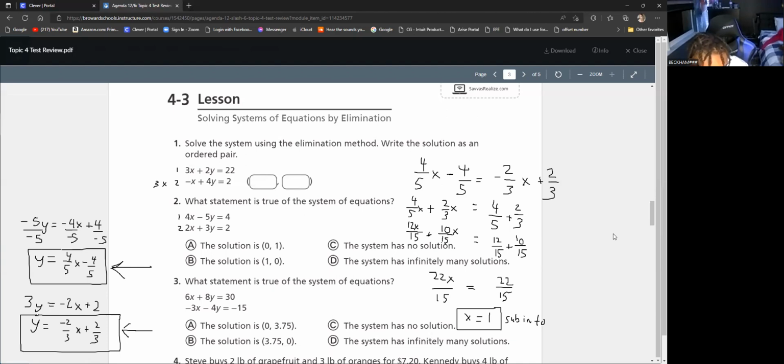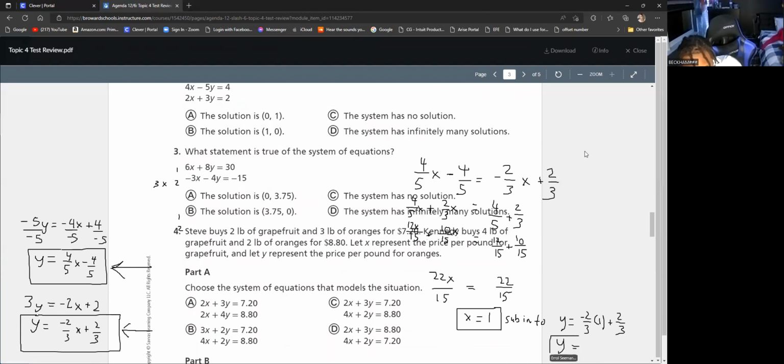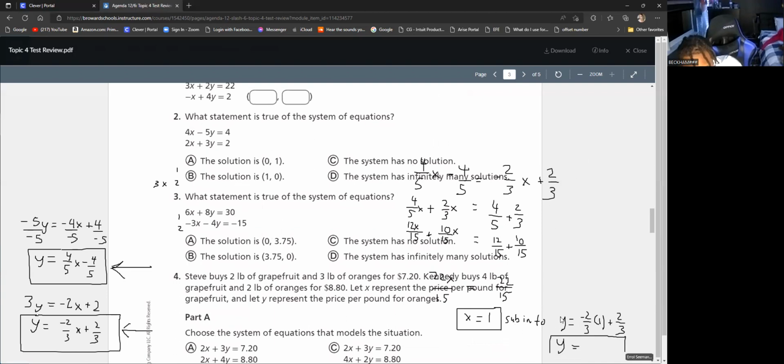Sub into y equals -2 over 3 times 1 plus 2 over 3. What's the answer there? So y equals what? -2 over 3 times 1 is -2 over 3. What's -2 over 3 plus 2 over 3? 0. So this one right here. Which one is it? B. The solution is 1, 0.